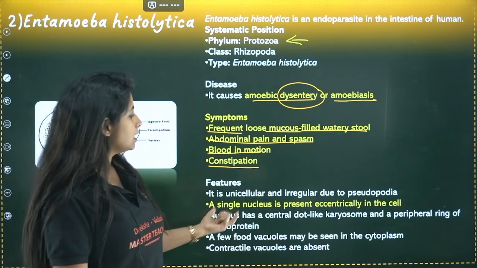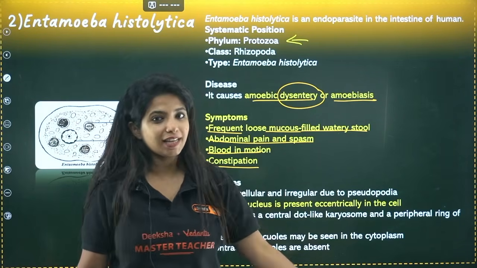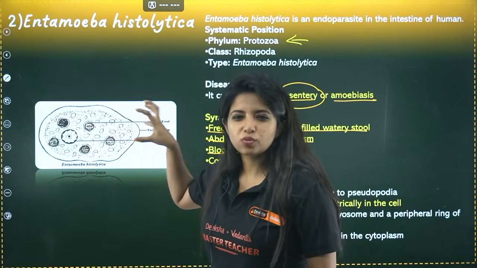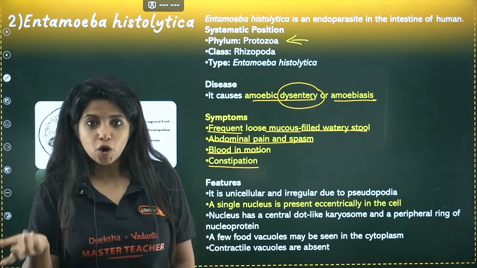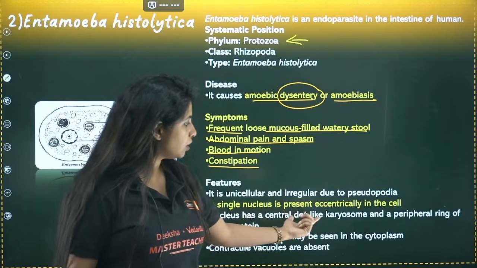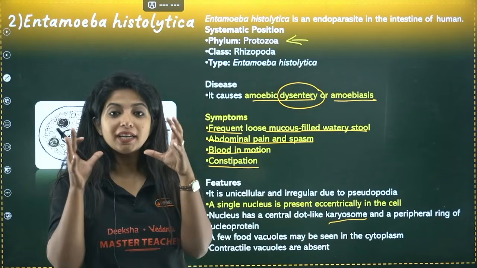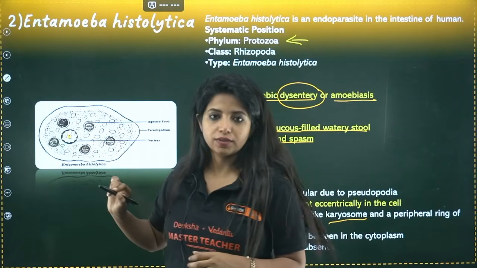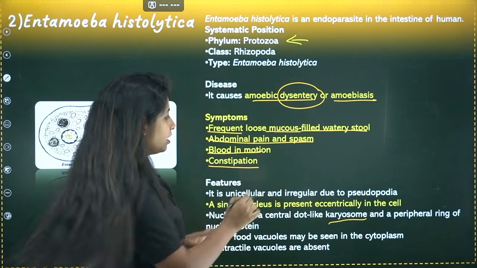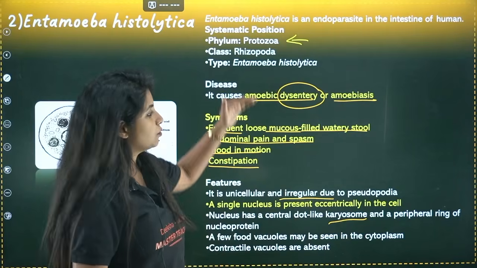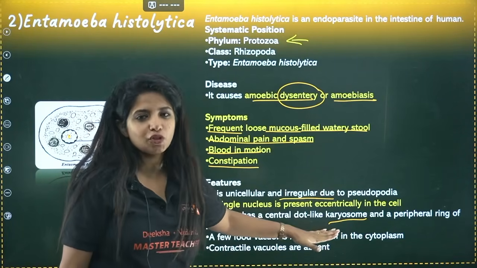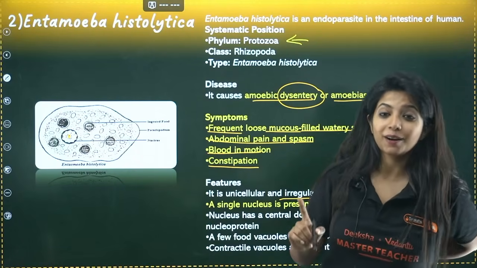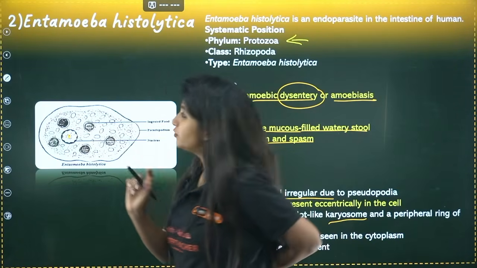As I told you, a single nucleus is present eccentrically in the cell, somewhere in between in the cell, and it's very much visible, very much prominent. Okay, so nucleus has a central dot-like karyosome. As I told you, the chromatin material condenses, and that is what you call karyosome, the small structure that you see. Okay, so that is all, and they are irregular in shape. Fine. So remember this. If you want to take up any of these points, you can. I always tell you, do not mug up, see the diagram and learn with the help of it. Otherwise you might forget it.